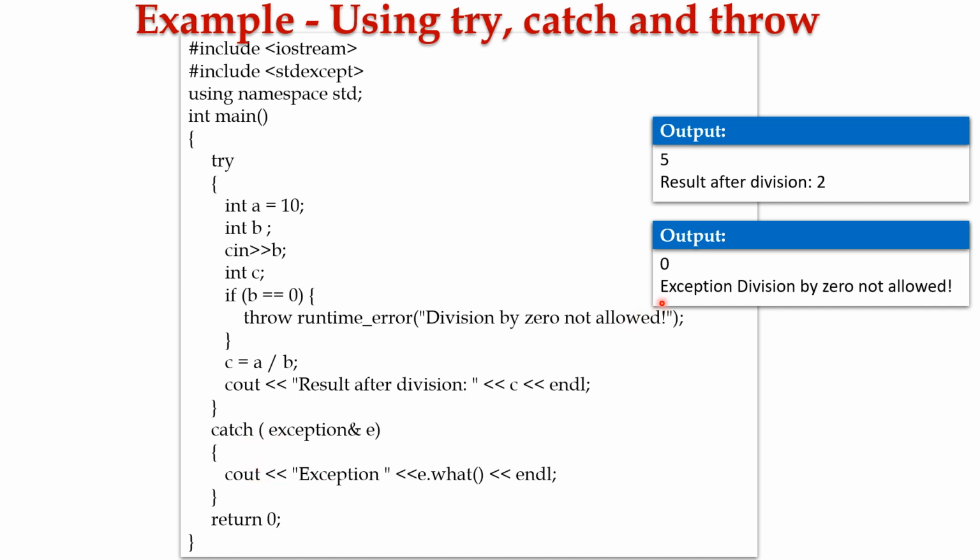You can see here exception is being displayed, and e.what(), that is the message which is thrown from the try block. That is, division by 0 is not allowed. We can see here "division by 0 is not allowed" is displayed to the user using the out statement. So next we execute the return 0 statement, and it implies the successful execution of the code. Hope you are clear in this example program using try, catch and throw.